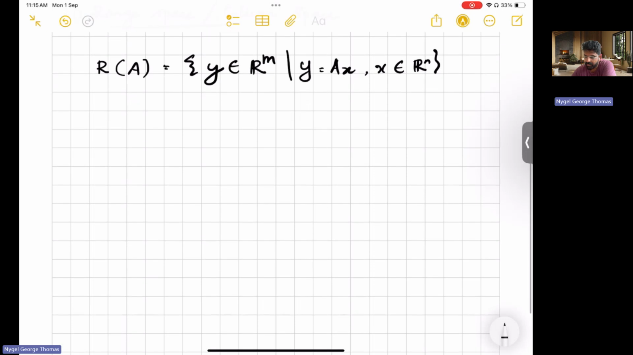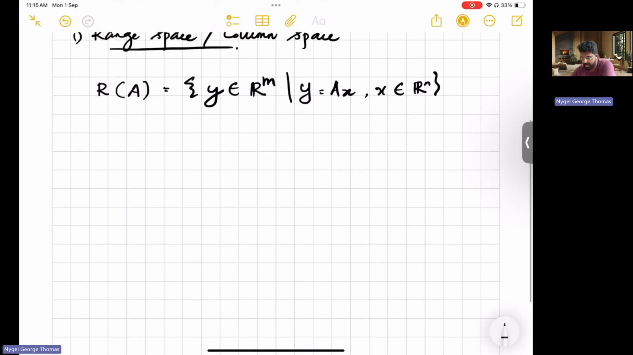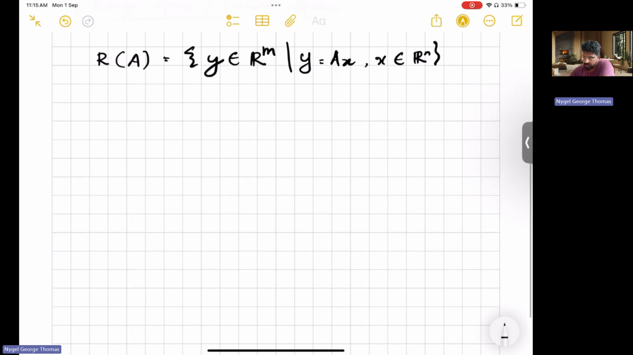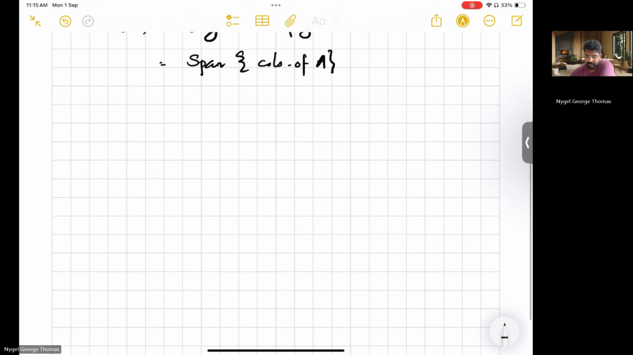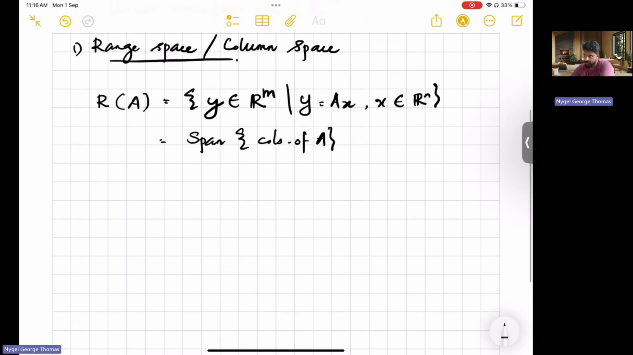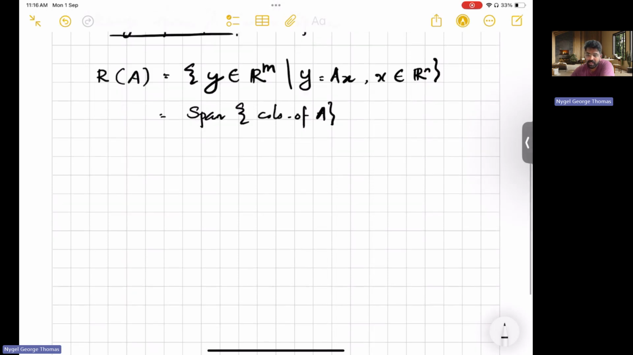So if we have a matrix A, then the set of all y such that y is equal to Ax is the range space of that matrix A. This is also the same as the span of the columns of A. So this is the linear transform way of looking at it. This is the vector way of looking at it.